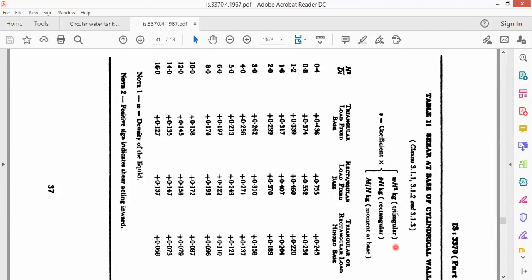Okay, here for the triangular loading, V is WH square by WH square, where V is the shear force equal to coefficient into WH square. For rectangular load, it is pressure into height, and for the moment at the base, it is moment divided by H, M by H. So I have considered here triangular load, so it is W into H square into coefficient.